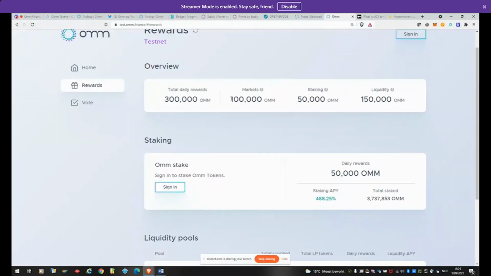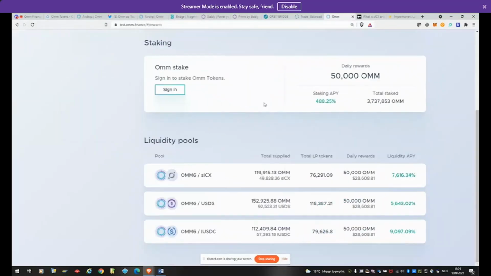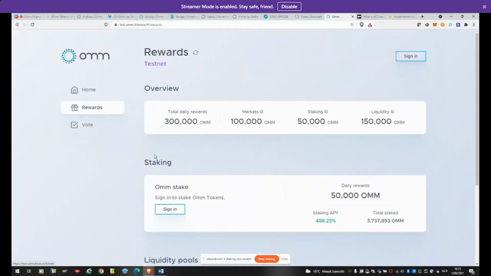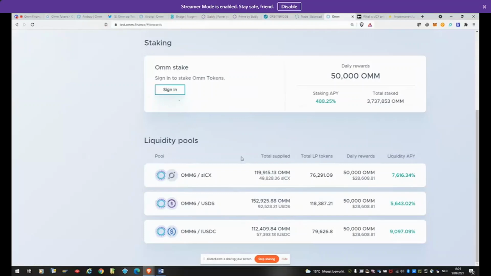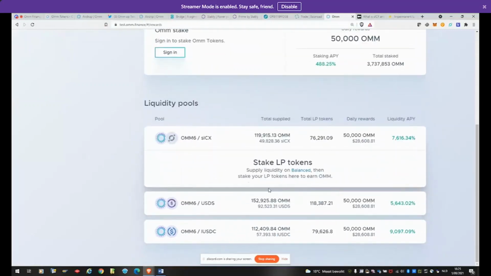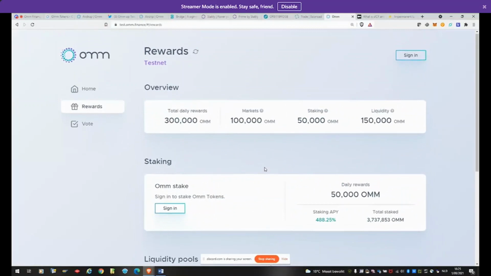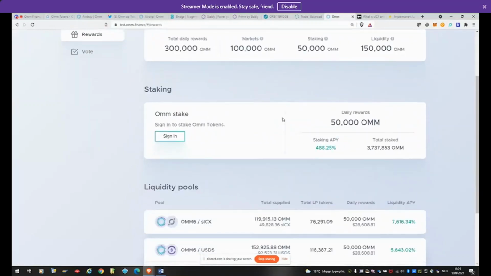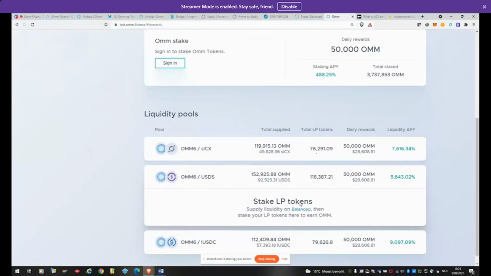For this use case, I am on the testnet. You have to go to the rewards page. Then here, liquidity pools, you have to open the ones that you're supplying for. And then you will see here stake LP tokens. Here you will have to stake them. I was signed in earlier, but I had to reset today. Then the amount of LP tokens will be shown here.